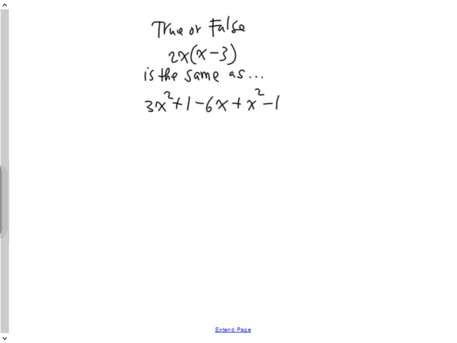Next question, true or false? 2x multiplied by x minus 3 is the same value as 3x squared plus 1 minus 6x plus x squared minus 1. And I think we made the correction. I should change this because we said we want to make this a minus. I had made a mistake here, minus x squared.